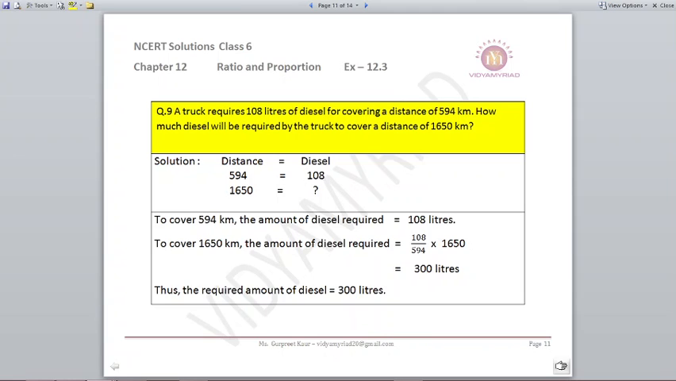So how will I write? Distance is 594, so diesel is 108. When distance is 1650, diesel will be question mark. So for 1 kilometer, it will be 108 divided by 594, multiplied by 1650. So the required amount of diesel will be 300 liters.